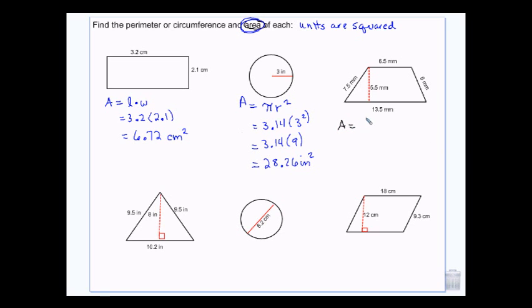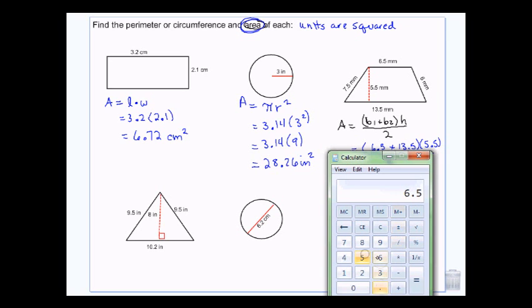Okay, area of a trapezoid is 1/2 the base plus the base times the height, or you can do base 1 plus base 2 times the height divided by 2. So base 1 is 6.5, base 2 is 13.5, my height is 5.5. I'm going to divide all of that by 2. 55 millimeters.